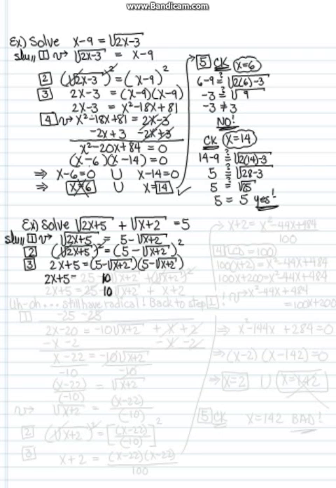Okay, bring down the 2x plus 5, bring down the equal sign, and FOIL, combining like terms in the middle, and you're going to get 25 minus 10 times the square root of x plus 2, and then at the end, you're going to square the root, which actually cancels the radical sign. Bring everything down and simplify. You get 2x plus 5 equals 25 minus 10 square root of x plus 2 plus x plus 2.